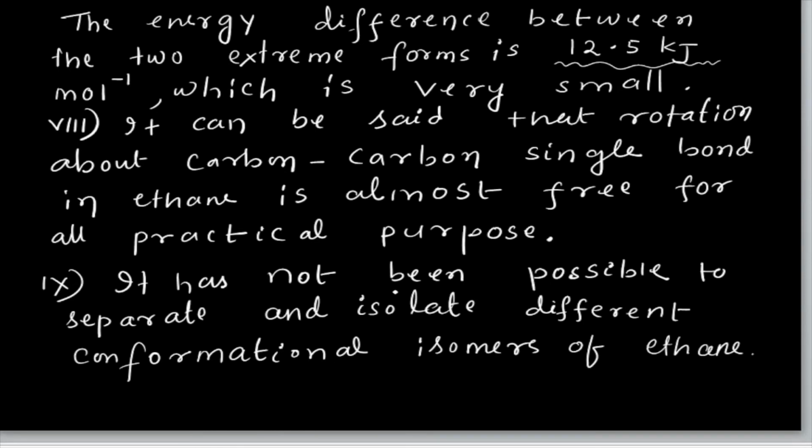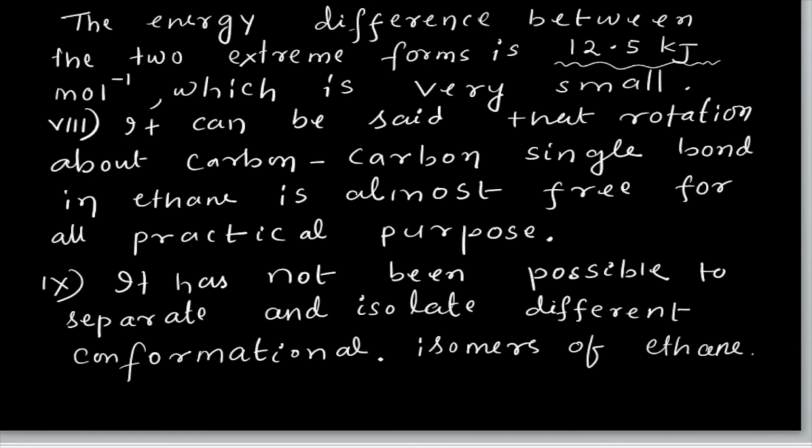It has not been possible to separate and isolate the different conformational isomers of ethane, because of the very, very small energy difference. You know, especially one is the eclipsed form, one is the staggered form, and between them an infinite number of conformations and rotations take place.